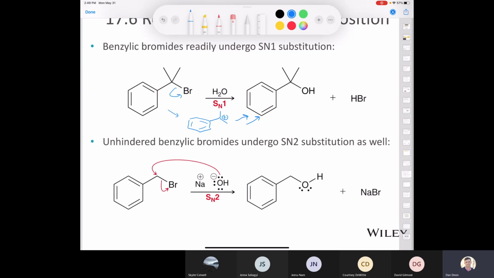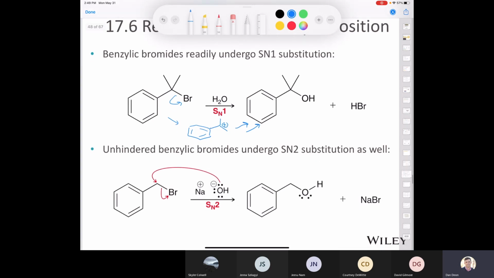If you have an unhindered benzylic bromide, that can undergo an SN2 reaction. Remember this compound here? This is called benzyl bromide. It's a very commonly used electrophile in organic chemistry to add a benzyl group to something. So that's just going to undergo an SN2 reaction. This is kind of just a review of things that you already learned way back in chapter 7 in Organic Chemistry 1 when we discussed what?